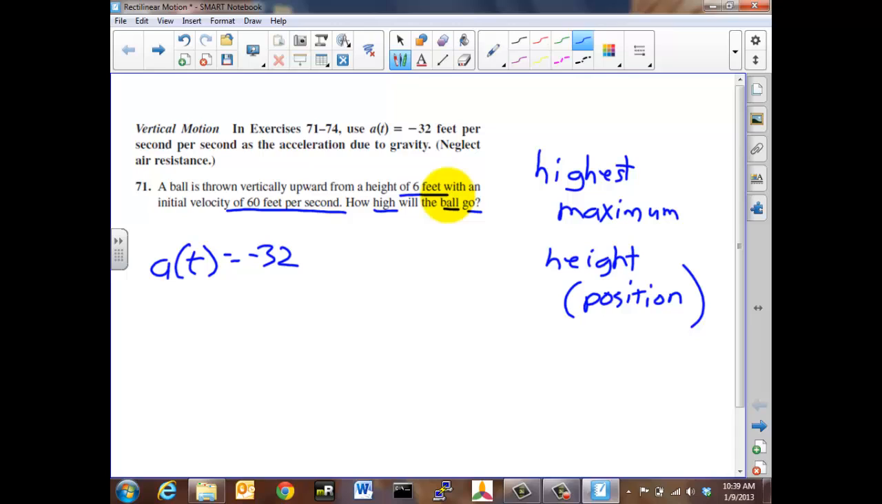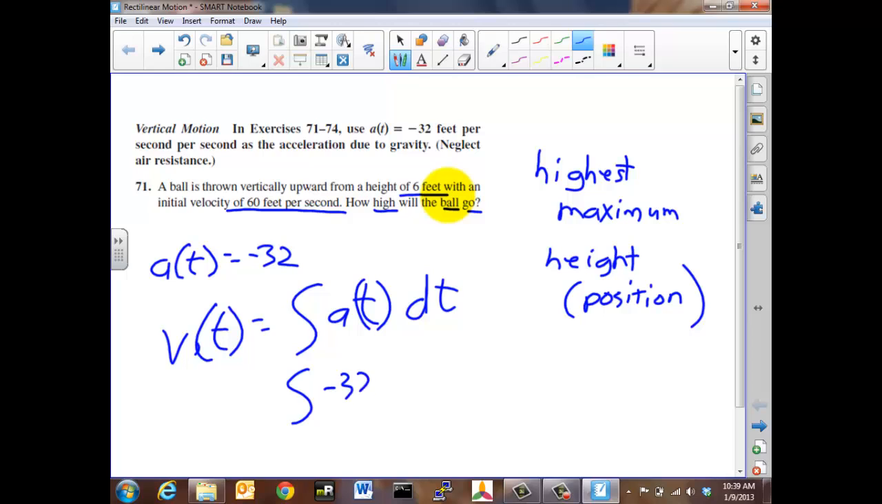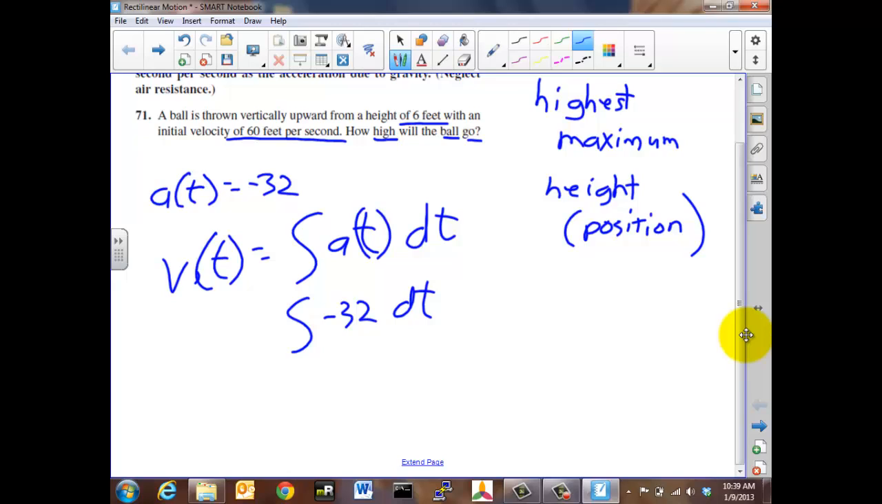Velocity. We can integrate acceleration. And if we integrate acceleration, what will we get? Velocity. Okay? Now, notice that I put a dt out here, not a dx. Why did I do that? Yes. Our initial function was a of t, so we're looking at acceleration with respect to time. If we're integrating negative 32 dt, Miranda, what are we going to get? Negative 32t plus a c.